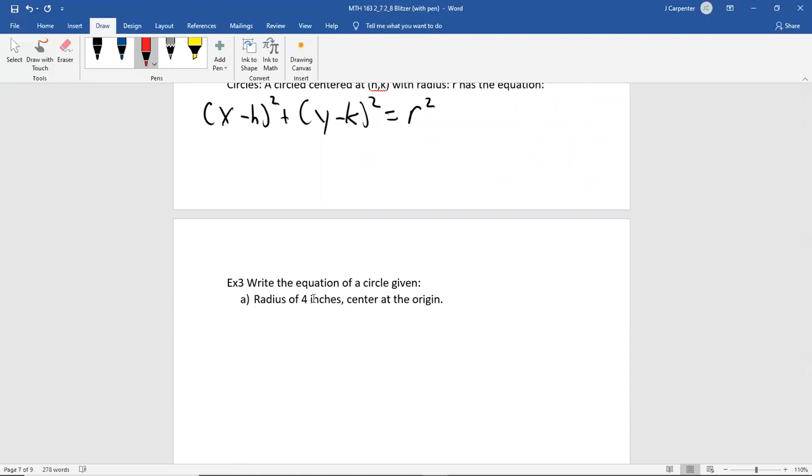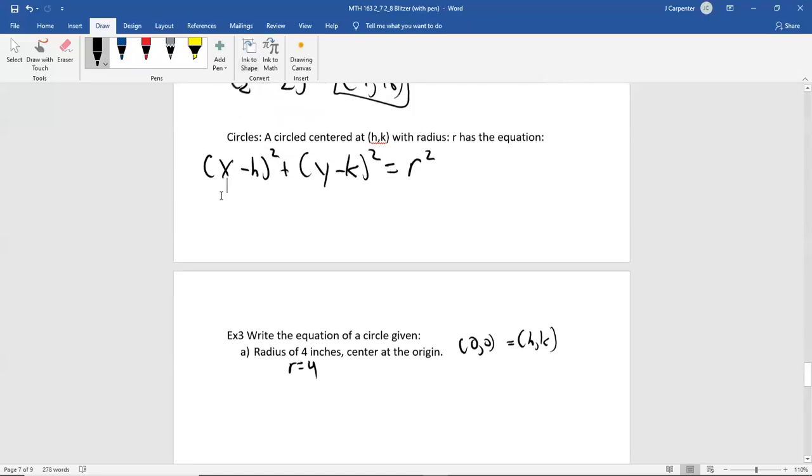We're going to write the equation of a circle given that the radius is 4 inches and the center is at the origin, meaning 0, 0. So 0, 0 is our h, k. X, y, h, k, they go in order. So that says the radius is 4, and we're just going to plug those 3 numbers into the formula we have above. That's all we do.